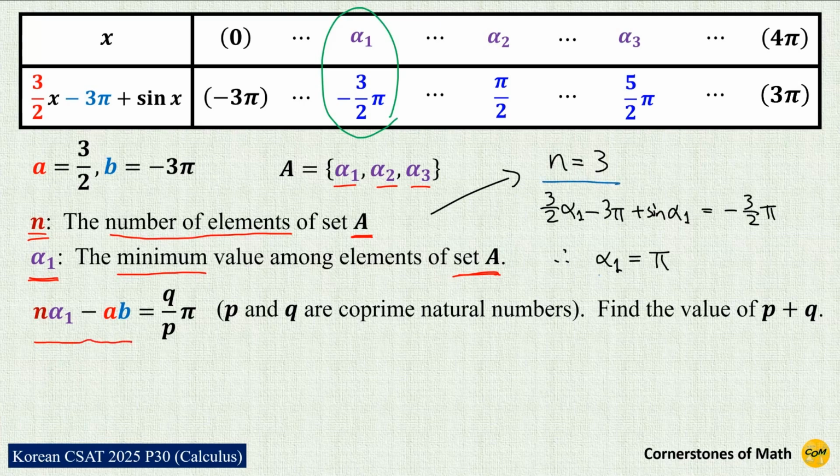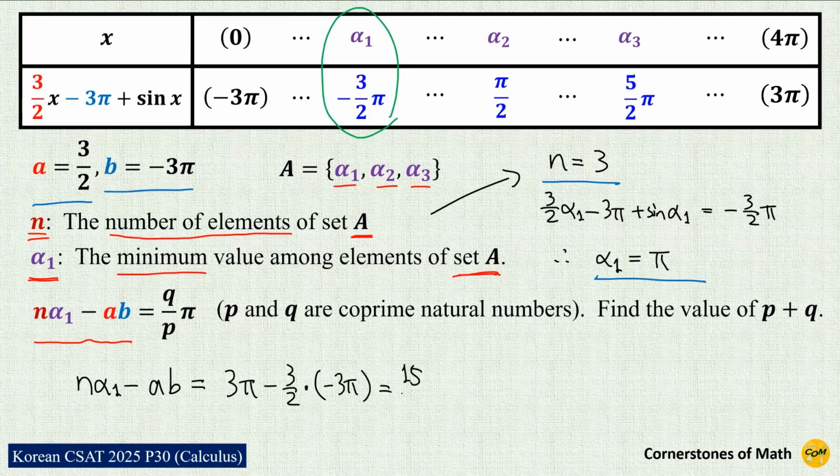So using these values of n and alpha 1 and these values of a and b, n alpha 1 minus ab equals 3 pi minus 3 over 2 times negative 3 pi, which is 15 over 2 pi, and this equals q over p pi. So the value of p plus q is equal to 15 plus 2, which is 17.